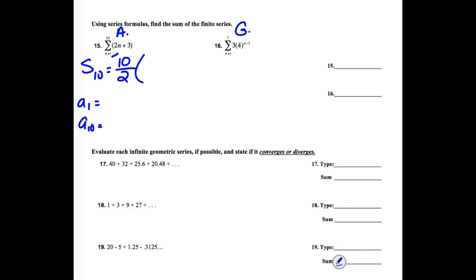Our first term, if we plug a 1 in, we have 2 times 1 plus 3, so we get a 5. If we put a 10 in, we have 2 times 10 plus 3, or 23. So now we can dump those into our formula. 5 plus 23 is 28. 28 times 10 halves, or 5, is how much? All right.